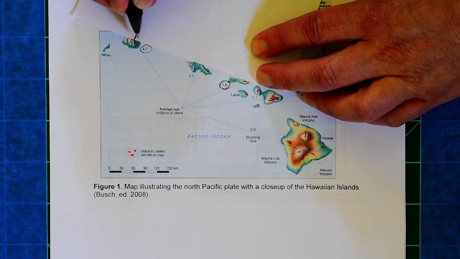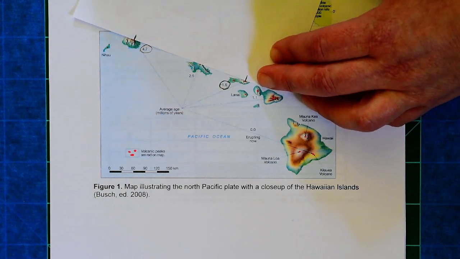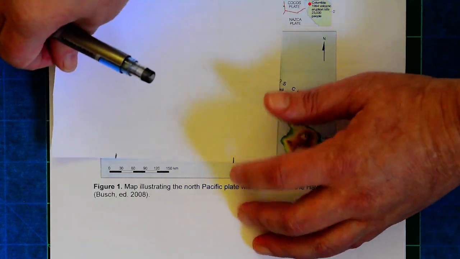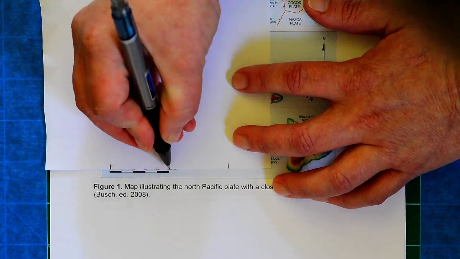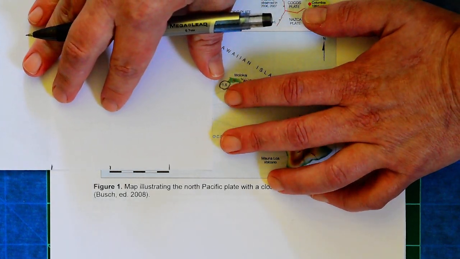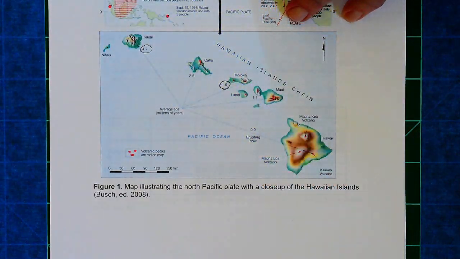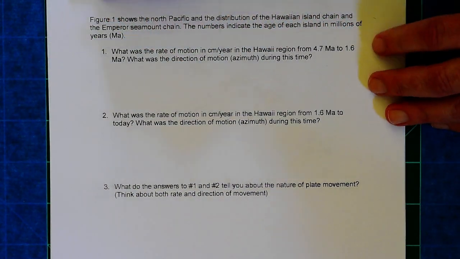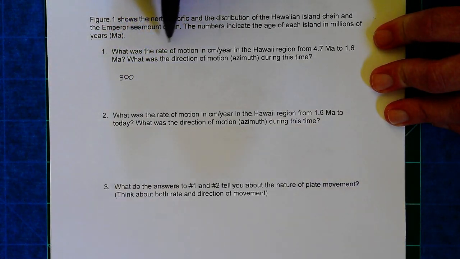There's my location 4.7 million years ago. Here's the volcano that was erupting 1.6 million years ago. So there's my distance. Now I bring it down to here. This is a scale, and I can set it next to the scale, and right there, that is 150 kilometers. And oh wow, look how convenient that is. That's another 150 kilometers. So we know then that the islands moved 300 kilometers in that amount of time.